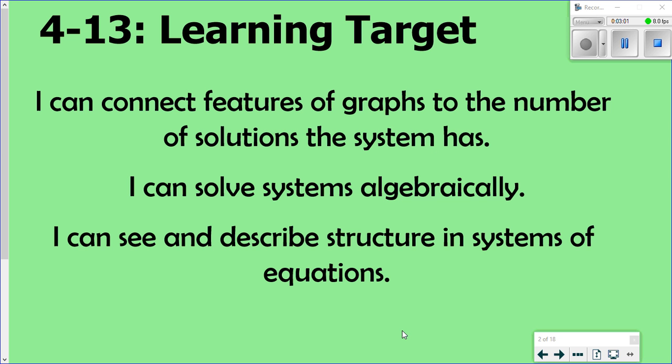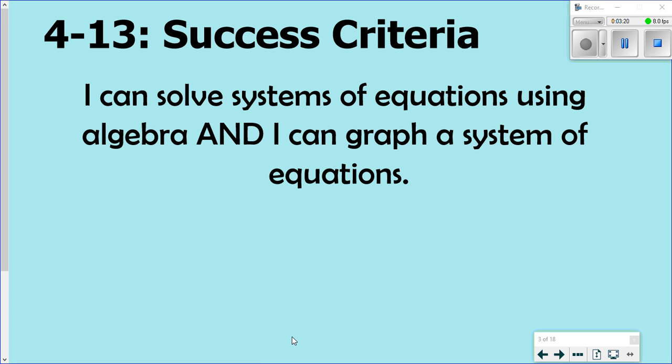Today, in lesson 13, we will be able to connect features of graphs to the number of solutions a system could have. We will be able to solve systems algebraically, and we will be able to see and describe the structure in systems of equations. More specifically, you should be able to walk out of the door today being able to solve systems of equations using algebra, like we just did in the warm-up, and graphing the system of equations and identifying their solutions like we've been doing the past several lessons.